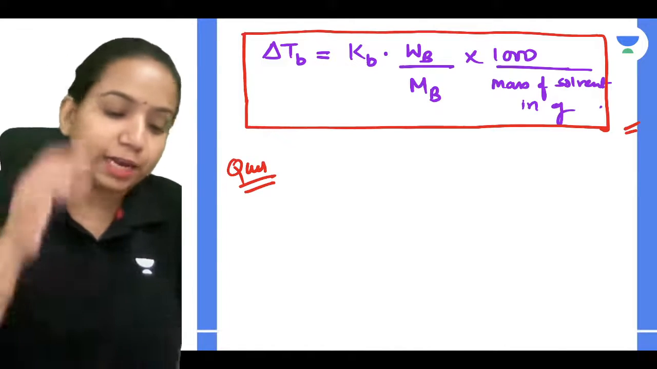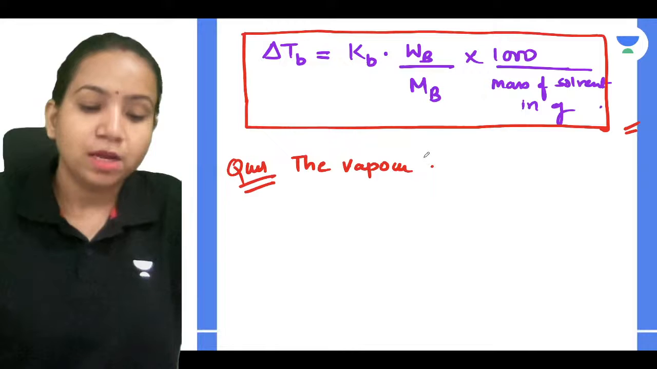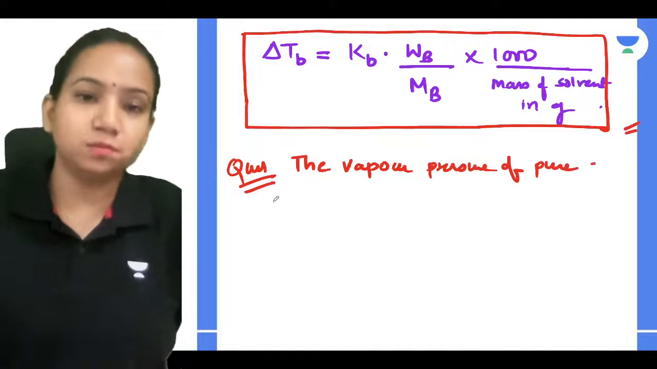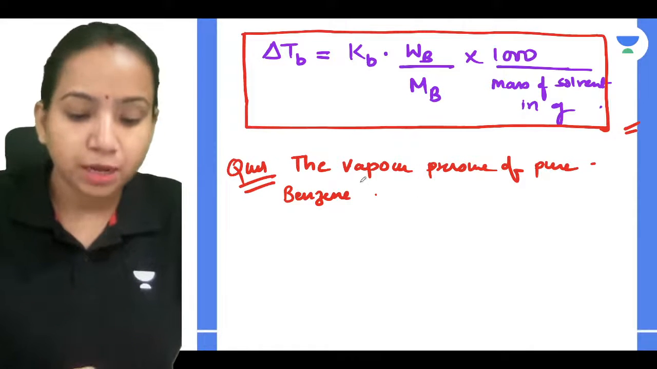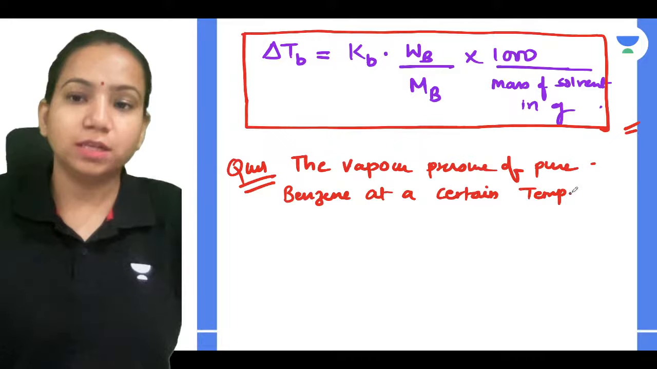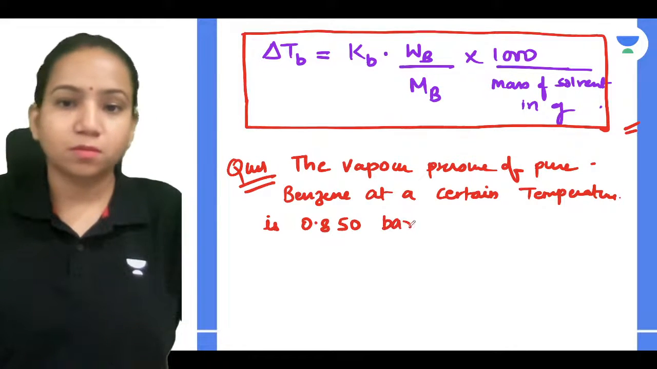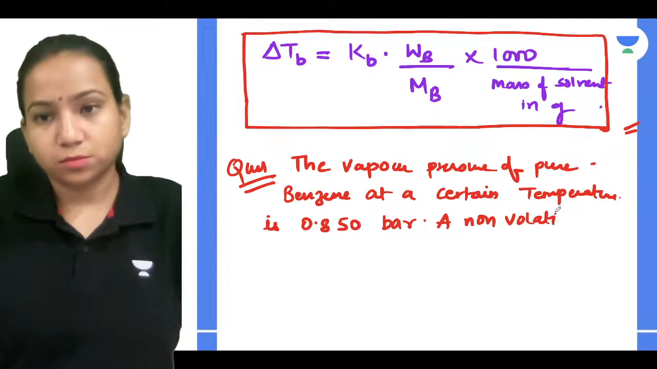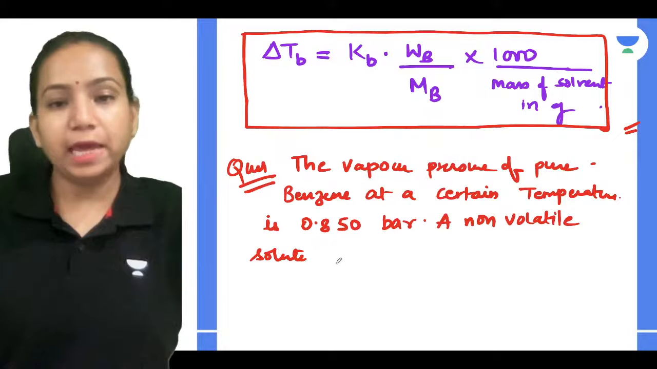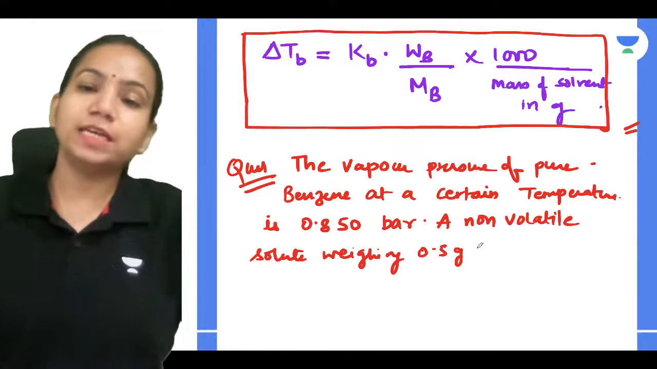It is going to give you a total idea of how you can use the relative lowering of vapor pressure. So the question is: the vapor pressure of pure benzene at a certain temperature is 0.850 bar. A non-volatile solute weighing 0.5 gram, when added to 39 gram of benzene. I'm writing the question; till that time you can note down the formula quickly.